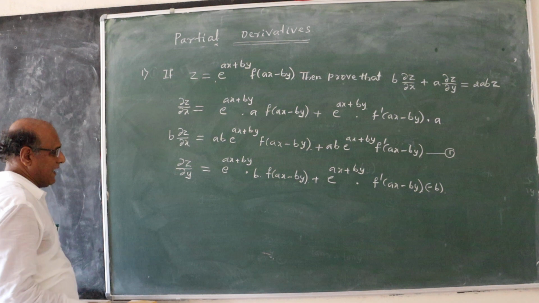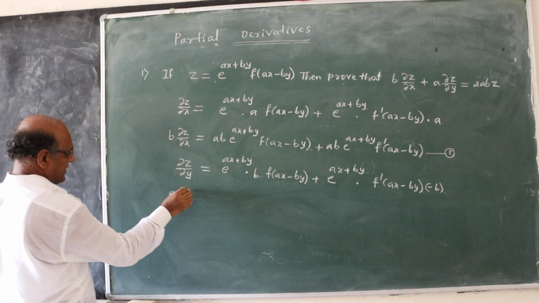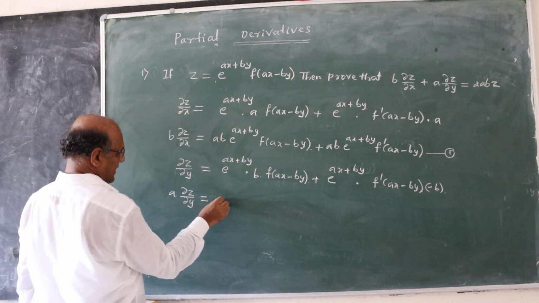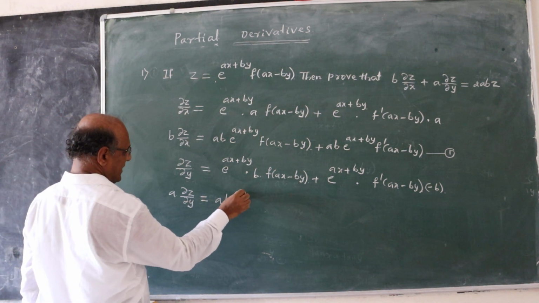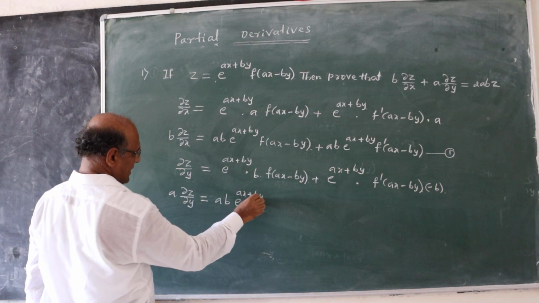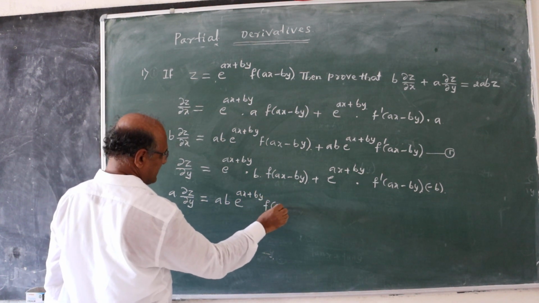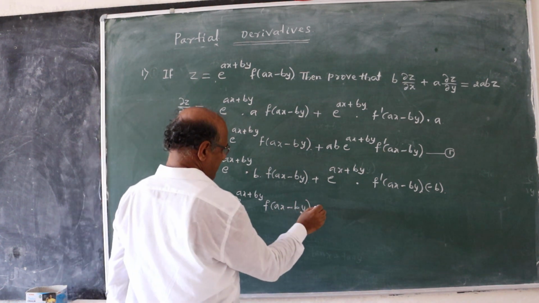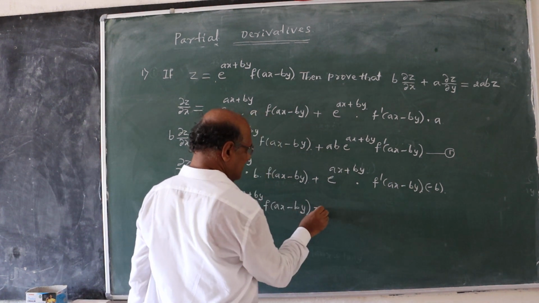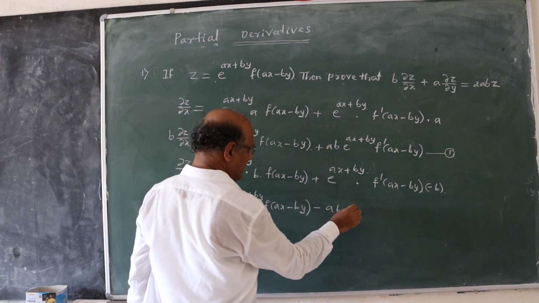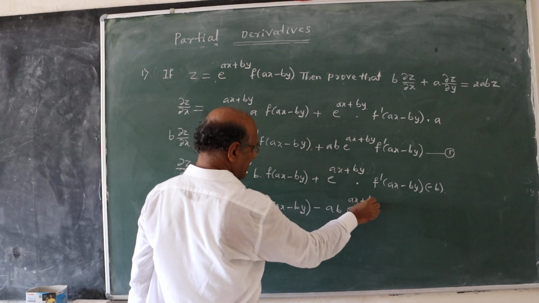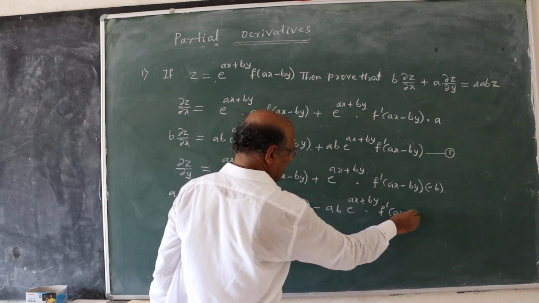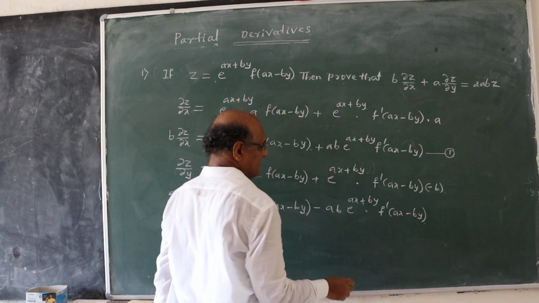Multiply both sides by a, then it becomes a dou z by dou y is equal to ab into e raised to ax plus by f of ax minus by, minus into minus, plus ab into e raised to ax plus by into f dash of ax minus by. Say this is 2.